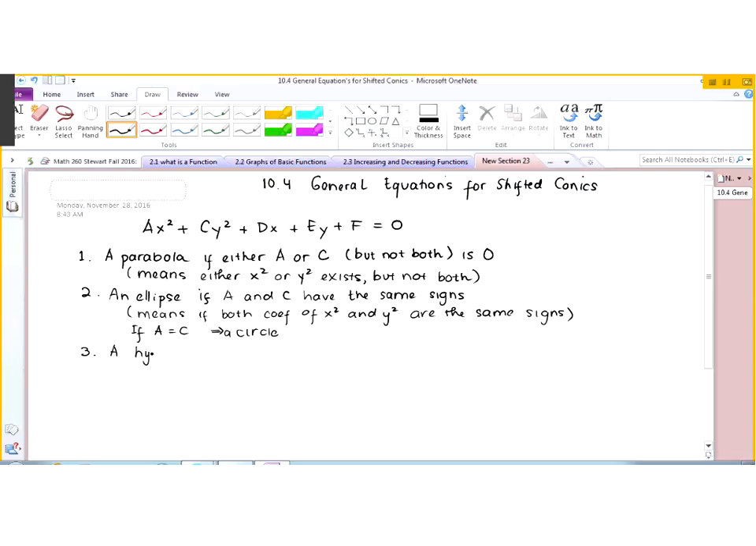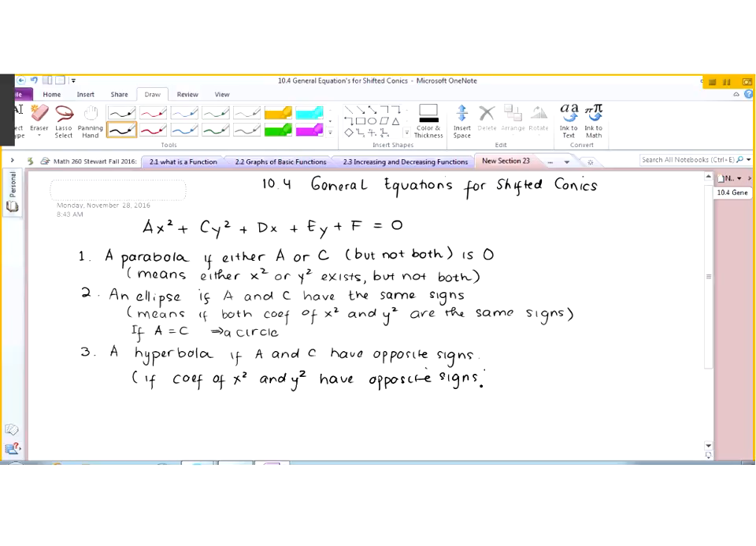And when do we have a hyperbola? What happens to A and C? If A and C have what type of sign? Opposite sign. Okay, and how do we say it? The coefficients of x squared and y squared have opposite signs. All right.